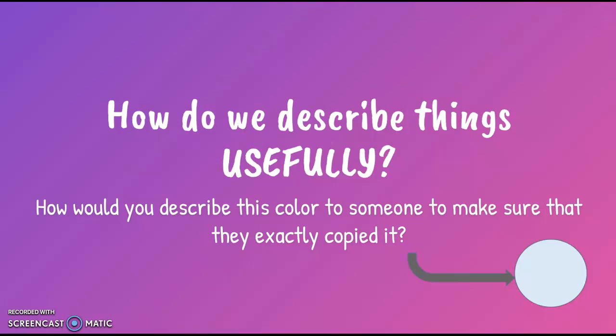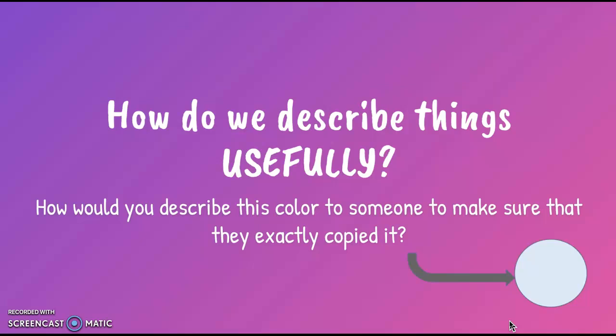Okay, so today we are talking about how we describe things usefully. And what do I mean by usefully? I mean so that we are all agreeing on a common set of facts. So for example, how would you describe this color over here to make sure that someone exactly copied it? Would you say that it's perhaps grayish blue? But like, what exactly does that mean? How do you get it exactly right?